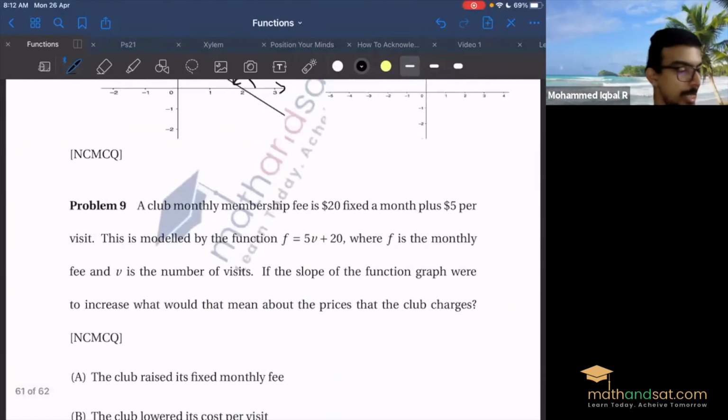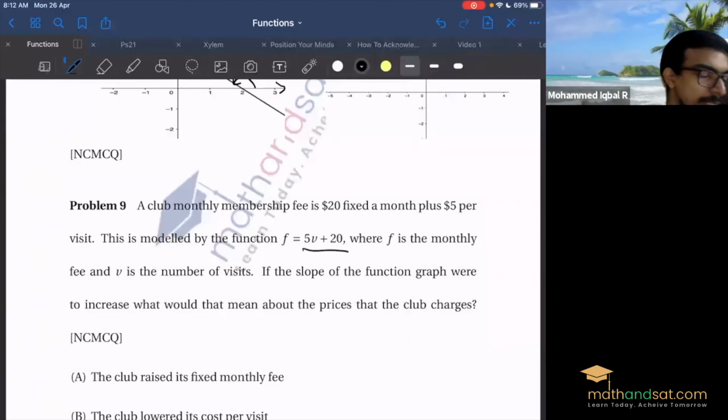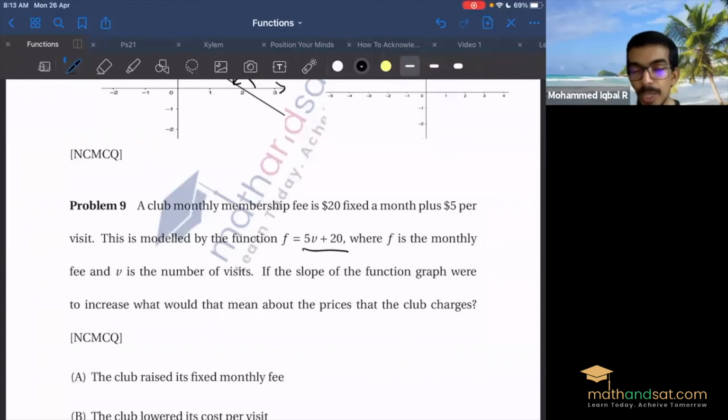Question. A club monthly membership fee is $20 fixed a month plus $5 per visit. This is modeled by the function F equals 5V plus 20. I hope you understand that. They need not give the function, but they have actually given that function. They could have asked you to figure that out, but here in this case, they have given it.